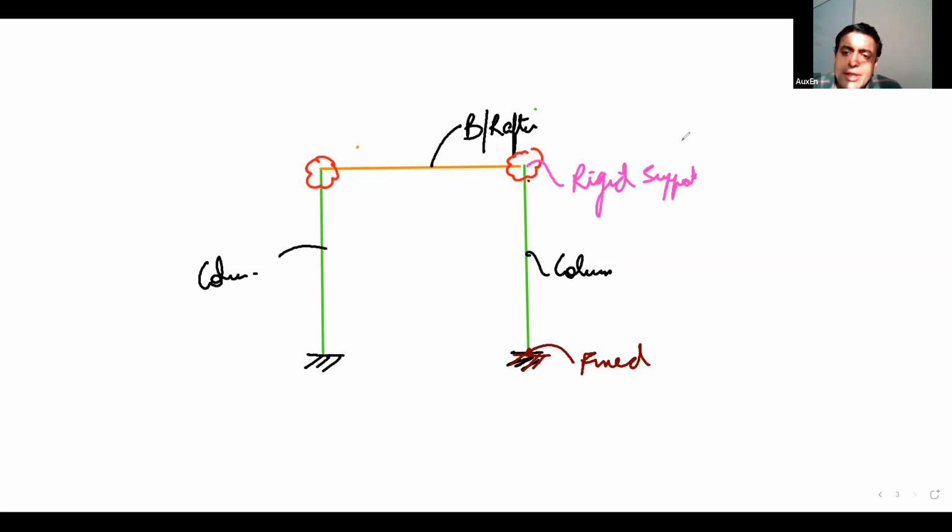So what is the meaning of fixed support? That at a fixed support, there is no rotation. Okay, at a fixed support, as Mr. Dheeraj is saying, there is no rotation.